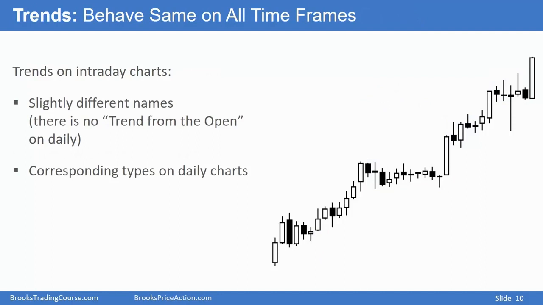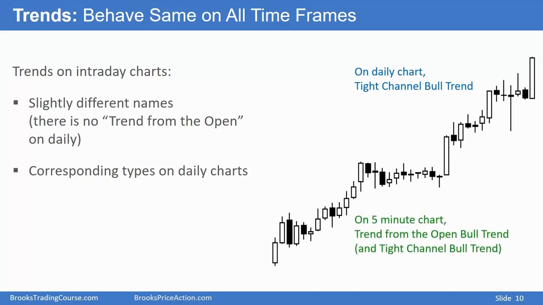Trends behave the same on all time frames. And it doesn't matter what time frame you're using. On intraday charts, I use some names that are different, but there are corresponding types on the daily chart. So sometimes if we gap down here and just started trending up from the open, I would call it a trend from the open, bull trend. On a daily chart, instead, I would probably just call it a tight bull channel. And if this were a 5-minute chart and this was the open of the day, I would just call it a trend from the open bull trend, or possibly a small pullback bull trend.